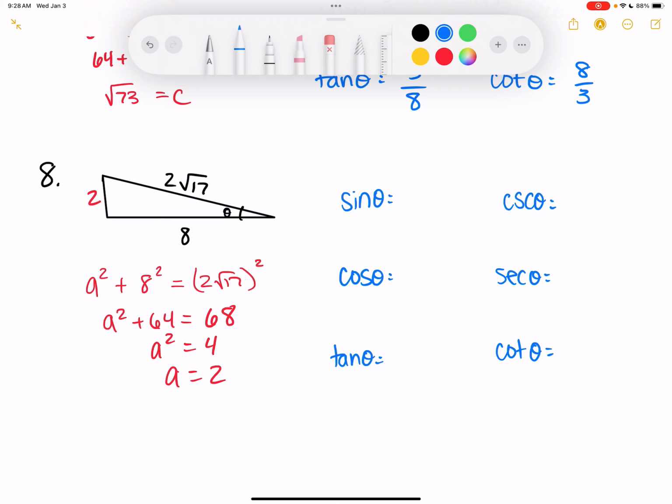Alright, so sine of theta, so theta's over here now, so opposite over hypotenuse, so it's going to be 2 over 2 square root of 17. Now, I already can see that these 2's are going to cancel, because I have one top and bottom. I'm going to multiply by the square root of 17 over the square root of 17 to rationalize it. And so that's going to give me the square root of 17 over 17 for that one.